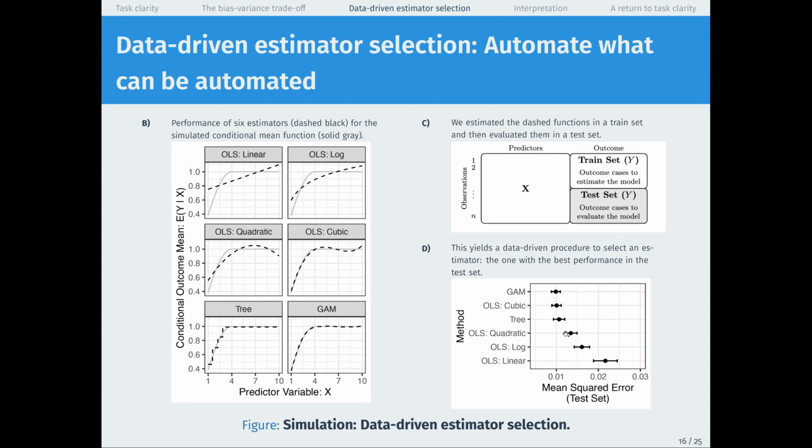And we can see that the lowest mean squared error is for this GAM, which visually we can see is very good at approximating that kind of wonky curve that we simulated. We can also see that some models, like the linear OLS model, have very high mean squared error. And looking at the curve, you can see why, because they're very far from that true curve.